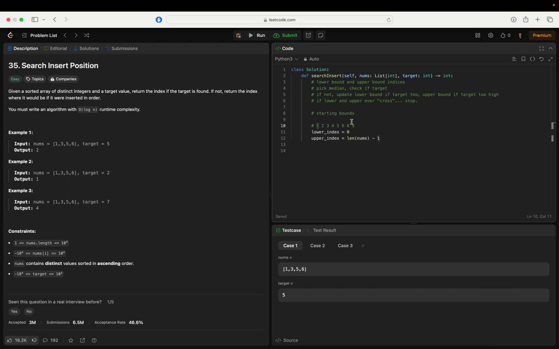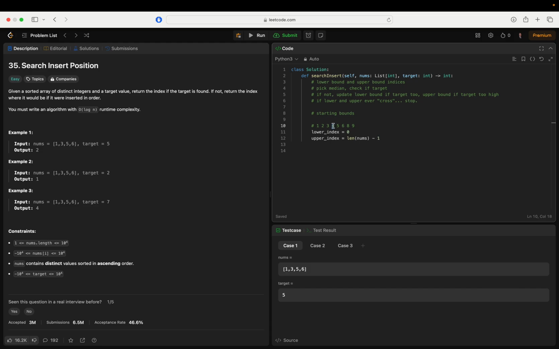So 0 and 9. Actually, it would be 0 plus 8, because there's no 7 there. So it would be 0 plus 8 divided by 2 is 4. Right, 0, 1, 2, 3, 4, 5, 6, 7. That always makes me feel dumb. Okay, sorry, it'd be 3.5. 3.5 gets floor divided to 4.